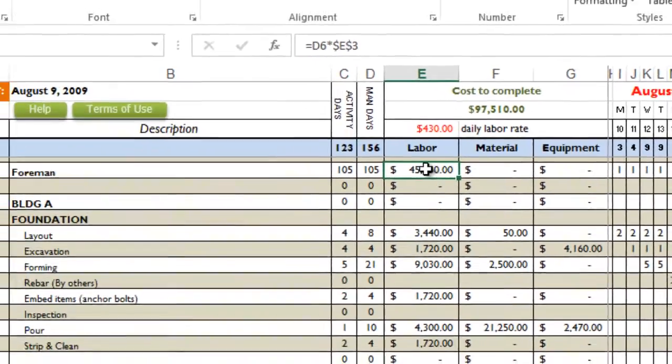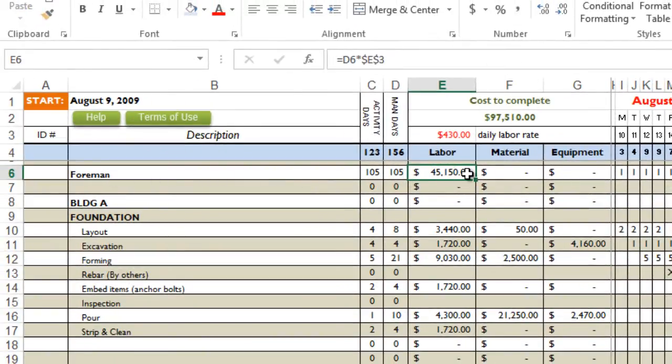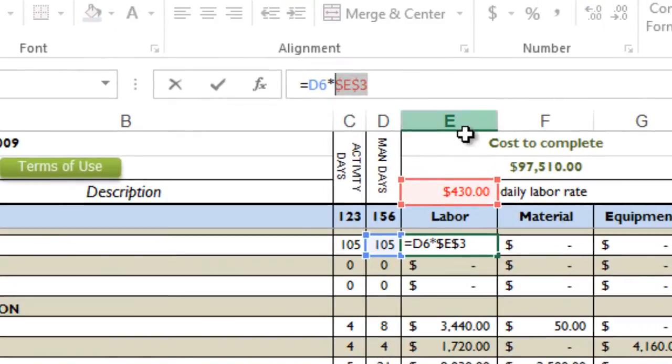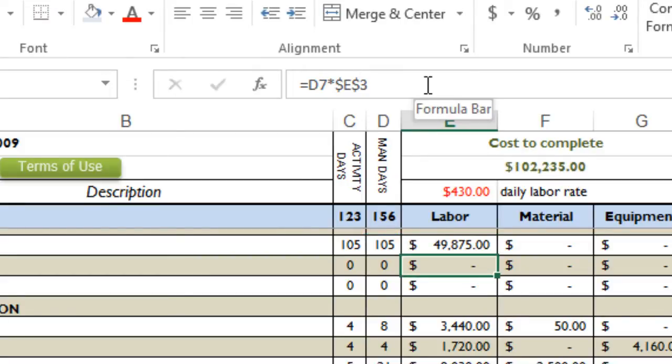So what I'm going to do is, right up here in the formula bar, simply change that to, let's say he's $475 a day. So I'm just going to put $475 in there, and voila. That's all there is to it.